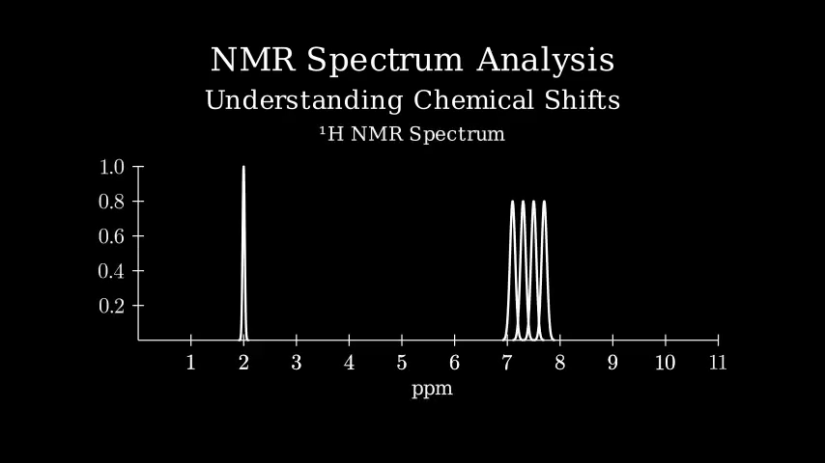The x-axis shows chemical shift in parts per million, or ppm, ranging from 0 to 11 ppm. We can see two main regions of peaks, one cluster around 7 to 8 ppm, and a sharp singlet near 2 ppm. Now, let's look at the molecular structure.